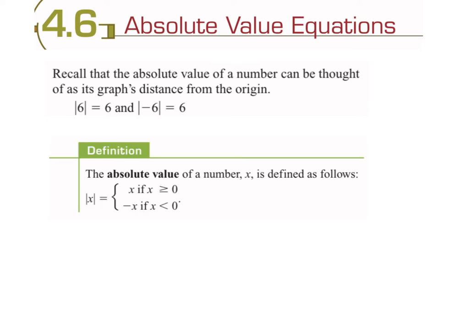The actual definition is the absolute value of a number x is as follows. The absolute value of x, if x is greater than or equal to 0, that's just x. If x is less than 0, it's negative x. It's the opposite. All right, so pretty much the absolute value is always going to be positive. So then how does this relate to equations?